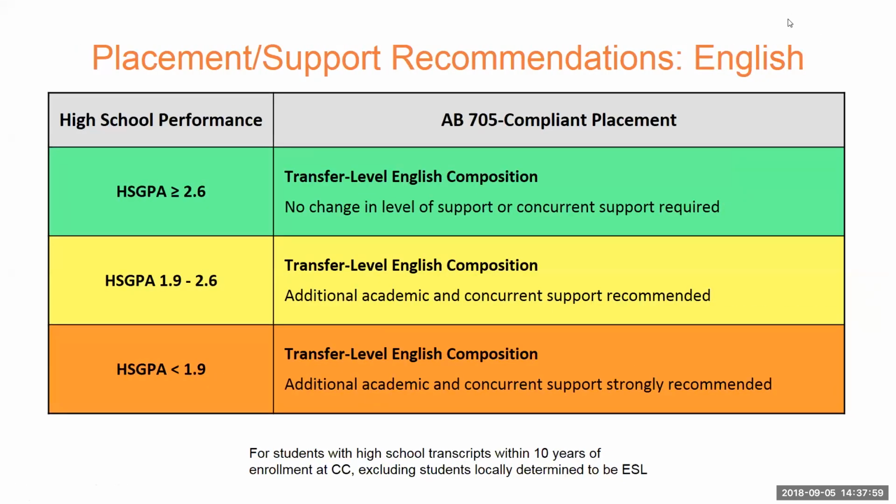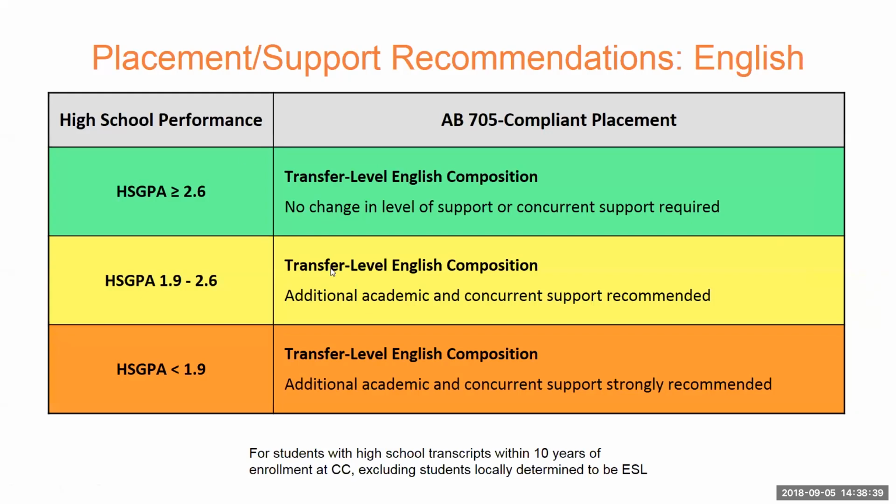If we look first at English, you can see that students above a 2.6 go directly into transfer level English, and there is no change in level of support or concurrent support required for that group. Then the mid-range, or range 2 of the GPA, the 1.9 to 2.6, is also in transfer level, but concurrent or academic support is recommended. And your lowest level high school performers, below 1.9, are also in transfer level composition, but additional academic and concurrent support is strongly recommended. We'll get into questions around whether you can require co-requisite support in just a minute.